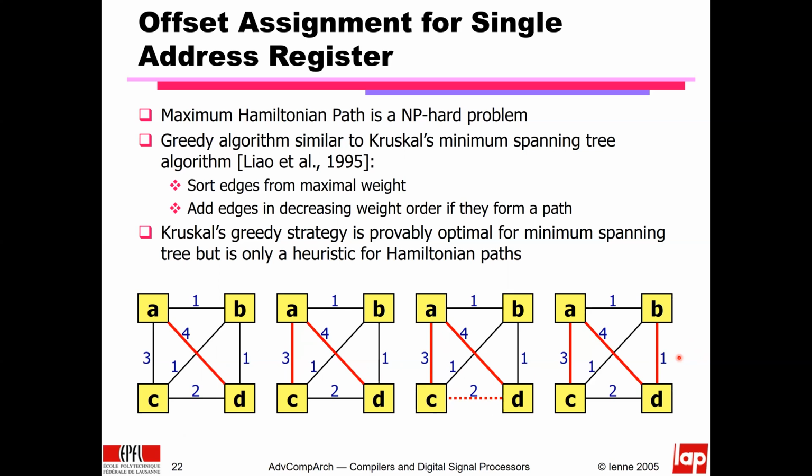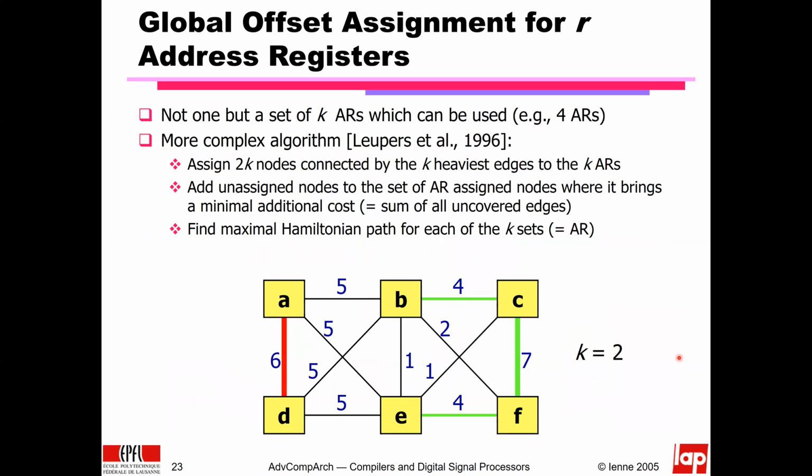In this case, for instance, very clearly this Hamiltonian path is actually optimal even in the greedy formulation. Now, the problem with these things is that, yes, this is true, but this is true only for one address register, but actually I have many, right? Maybe I have 4 in my example before.